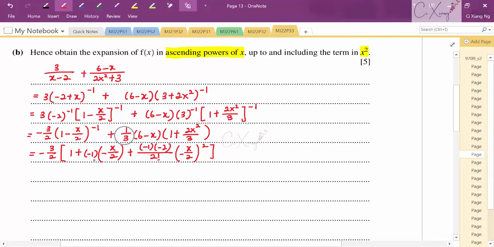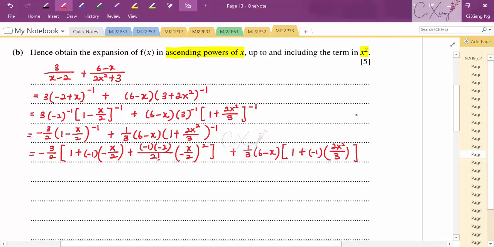And now for the second part here, plus 1 over 3, I just copy, 6 minus x, I also just copy it. Okay, so for this particular bracket, I'm taking the first term, which is a 1. The second term is n times x. n is negative 1, x is this whole thing, right? So I'm having negative 1 multiplied with 2x squared over 3.